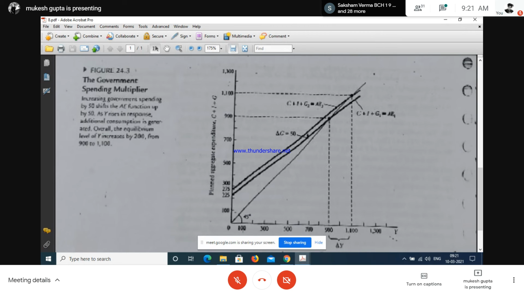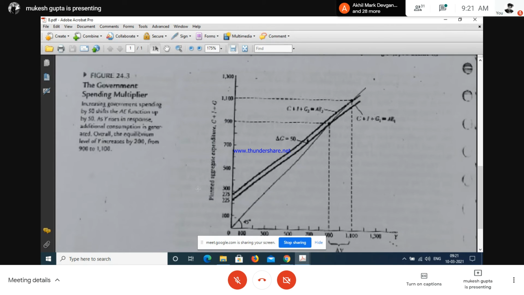So earlier the equilibrium level of income was here, at 900. At 900, why? Because aggregate expenditure was 900. Now with the increase of government expenditure by 50, income increased to 1100 and expenditure is also at 1100. So the new equilibrium level of income, income increased by 200.